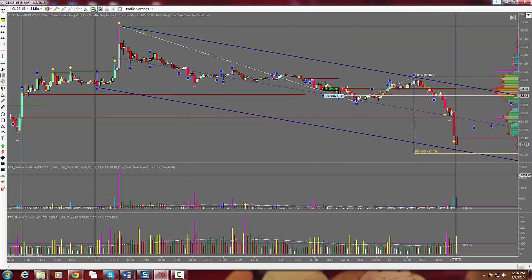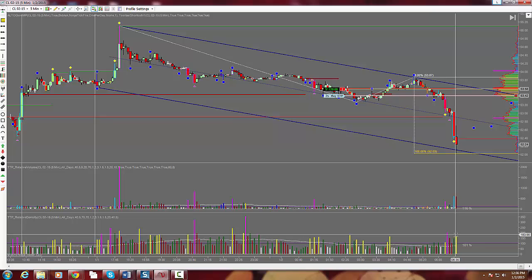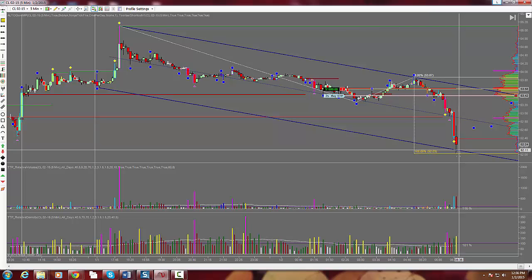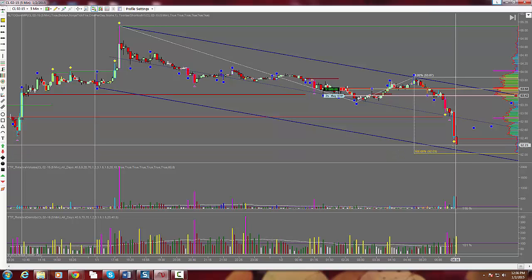Very high relative volume, confirming the low. High relative density, showing us that there are a lot of contracts coming in to buy. It's closing off of the low. We have demand coming in right there. How else can I confirm that?